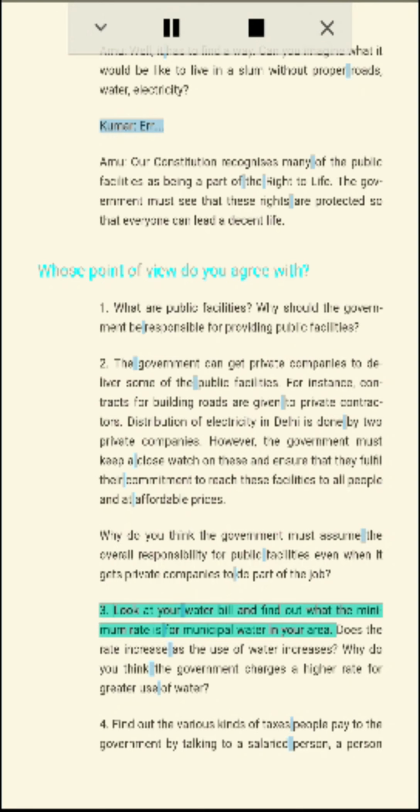3. Look at your water bill and find out what the minimum rate is for municipal water in your area. Does the rate increase as the use of water increases? Why do you think the government charges a higher rate for greater use of water? 4. Find out the various kinds of taxes people pay to the government by talking to a salaried person, a person running his or her own factory, business, and a shopkeeper. Share your findings in the classroom with your teacher.